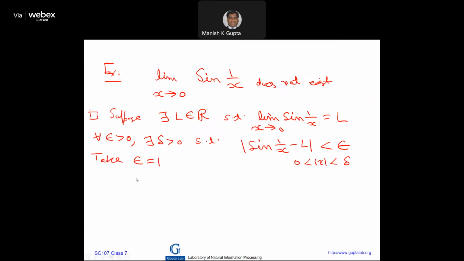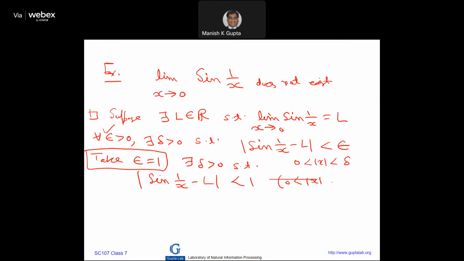Take epsilon equal to 1. This is very, very important. I'm able to do this because this is true for every epsilon. If this limit exists, it should be true for every epsilon. So take epsilon equal to 1, and then I write down the definition. Then there exists delta positive such that mod of sine 1 by x minus L is less than 1 whenever 0 is less than mod x less than delta. Any question up to this point? Crystal clear? Epsilon ko ek le liya, definition ko likh diya.